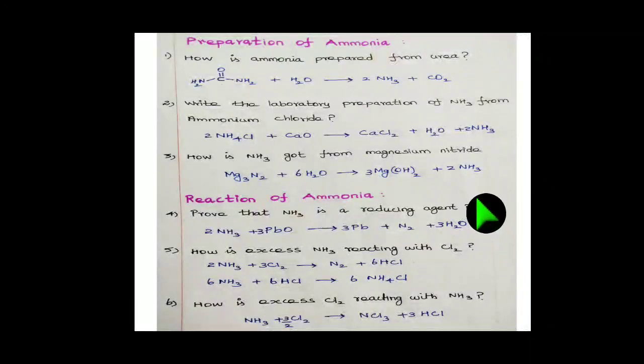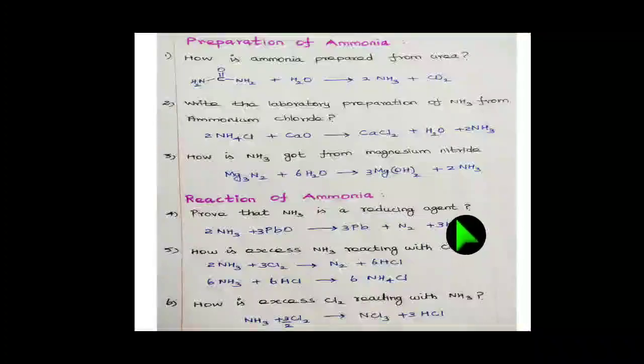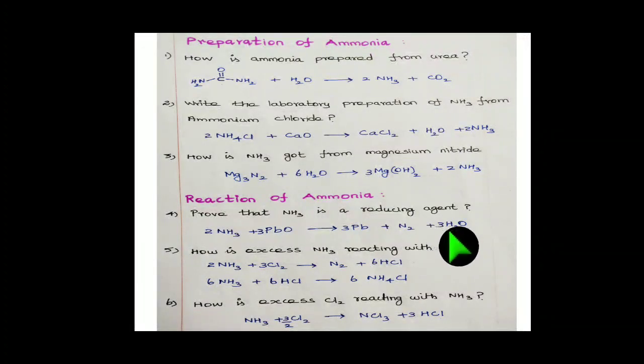So reducing agent means it reduces the metal oxide to metal. Here the metal oxide is lead oxide and the metal we can see is lead. So the products are nitrogen and water.